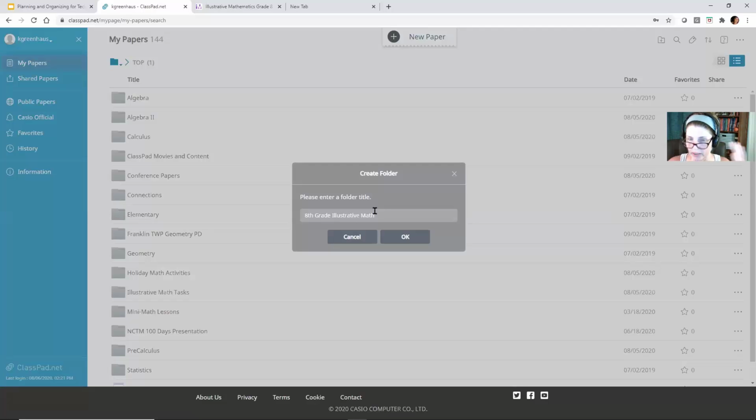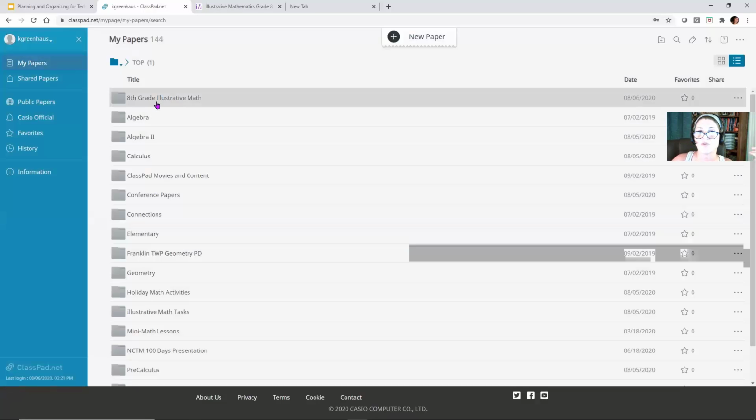So everyone create at least your first folder, and all you have to do is hit OK, and you'll notice that folder then gets automatically bumped to the top, or it might be your very first folder if you haven't had a folder.